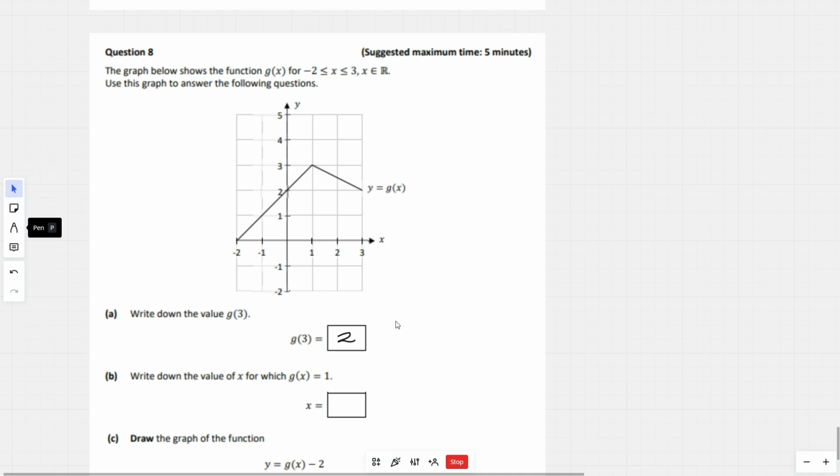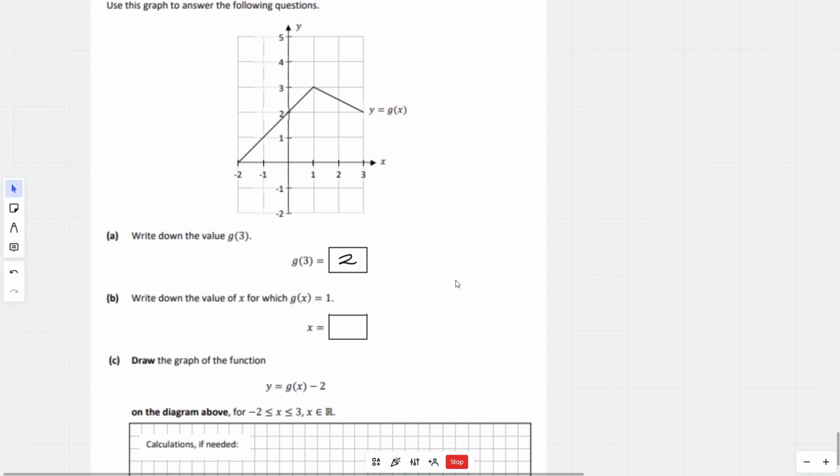Okay, then for part B, we have to write down the value of x for which g of x is equal to 1. So 1 will be our output in this case. So if we go across to here, the value of x for which g of x will be equal to 1 will be -1. So it's just working with the graph.